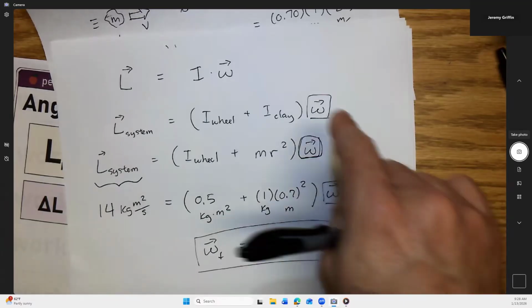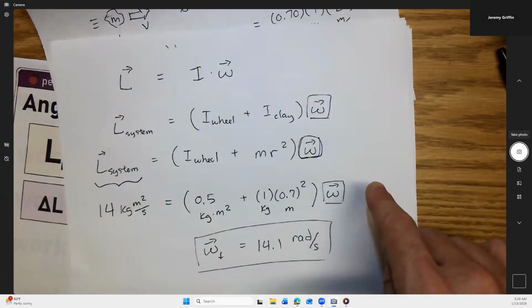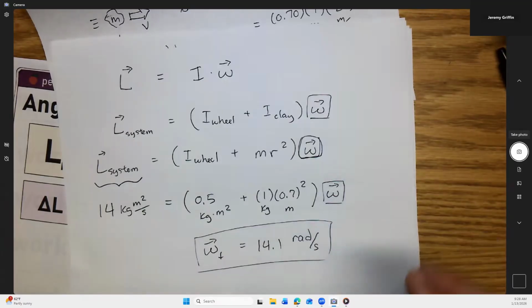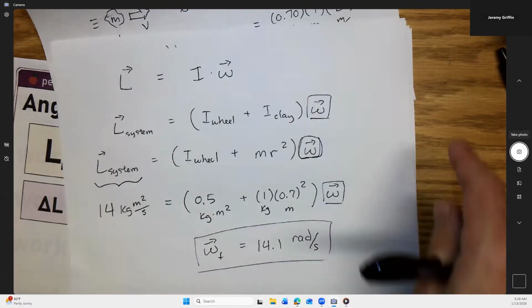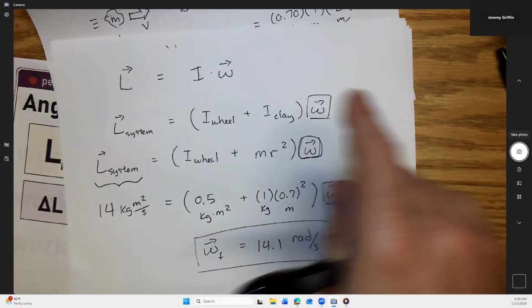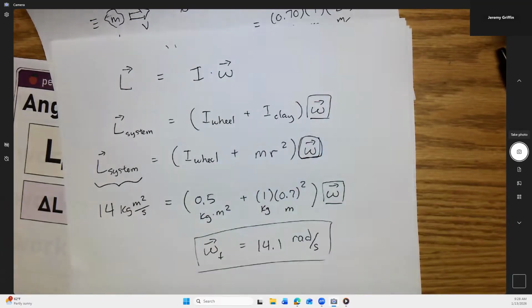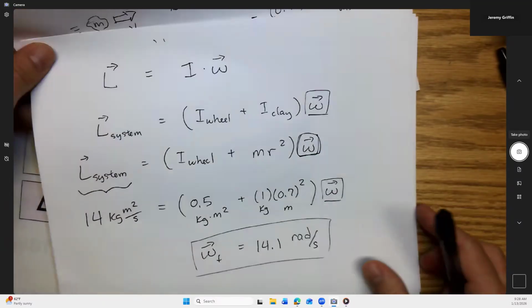Guys, isn't 2 pi radians one complete trip around a circle? Is that about 6.28? If you double 6.28, is that fairly close to 14? What I'm trying to get at is approximately how many rotations is this making every second? 2. Yeah. Guys see that? All right. You guys saw that?